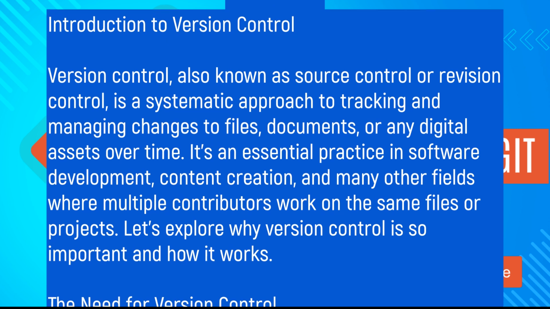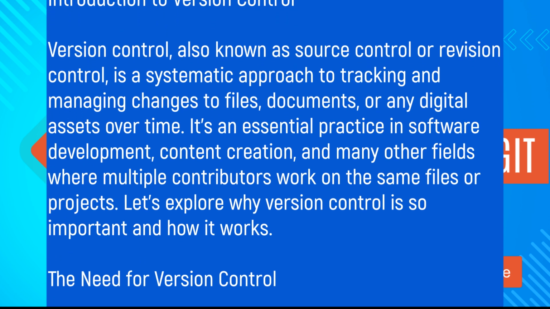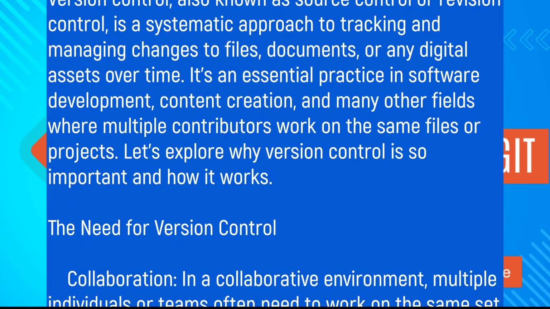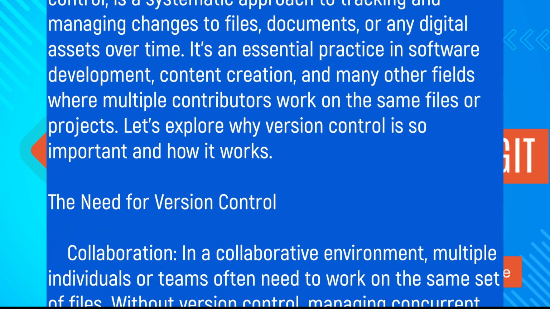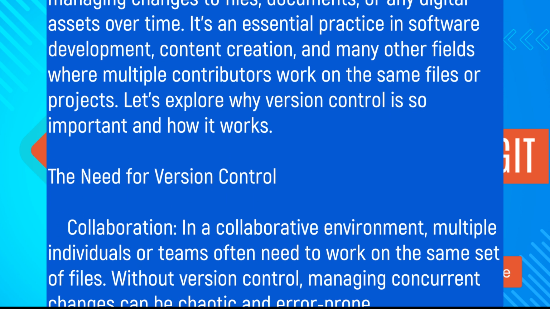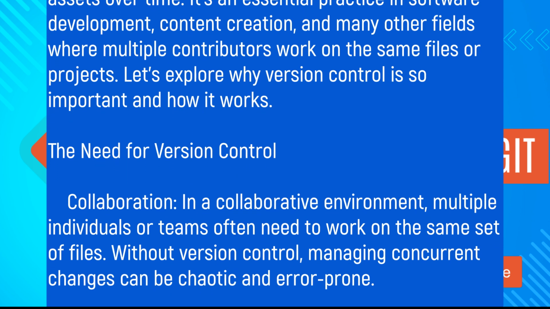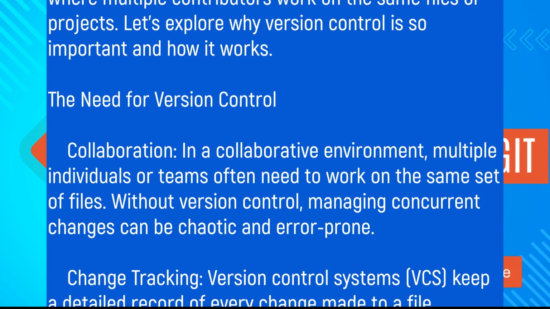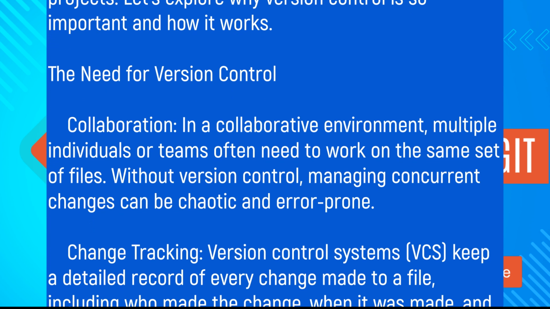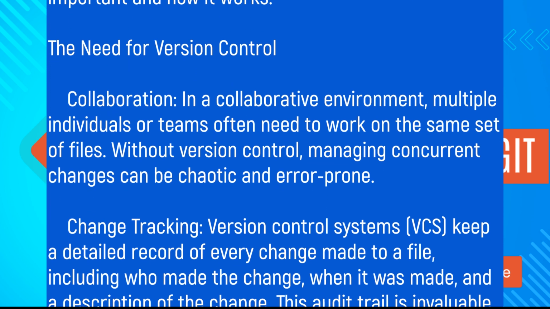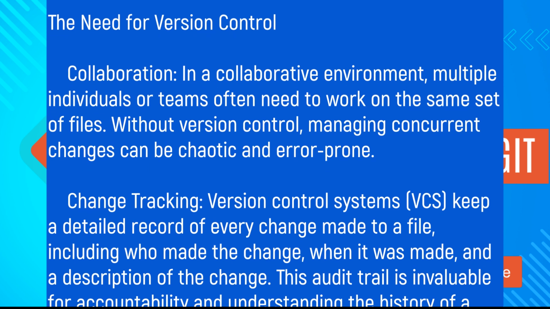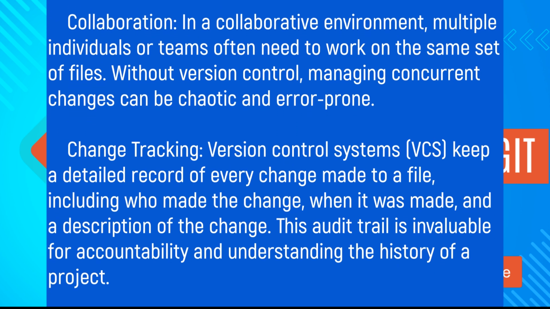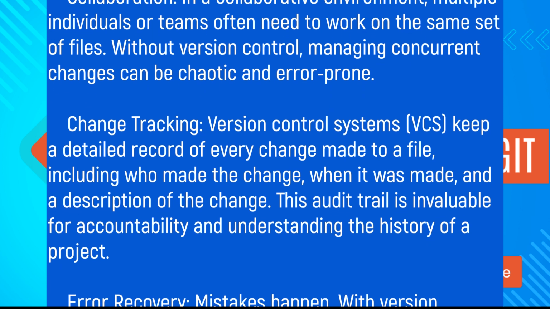The need for version control. Collaboration. In a collaborative environment, multiple individuals or teams often need to work on the same set of files. Without version control, managing concurrent changes can be chaotic and error-prone. Change tracking. Version control systems keep a detailed record of every change made to a file, including who made the change, when it was made, and a description of the change. This audit trail is invaluable for accountability and understanding the history of a project.